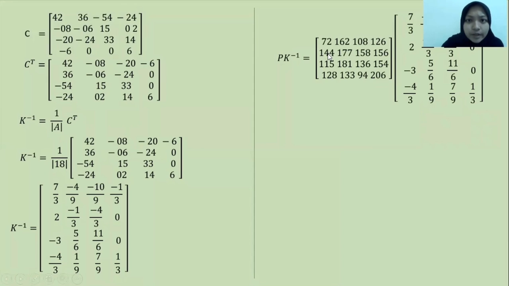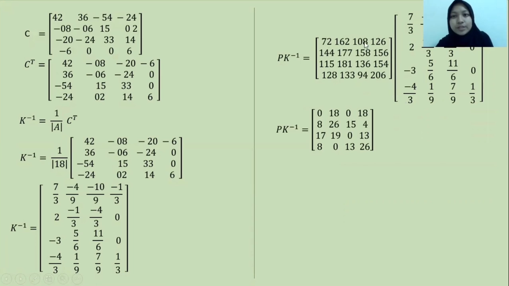Then how about this part? For this part, you have to do it just like the previous part. But the difference is you'll use this entire row with the same column. So it will be like 144 times 7 over 3 plus 177 times negative 1 over 2, plus 158 times negative 3, and plus 156 times negative 4 over 3. Okay, once you have done all of those steps that I just told you, you will be left with these.